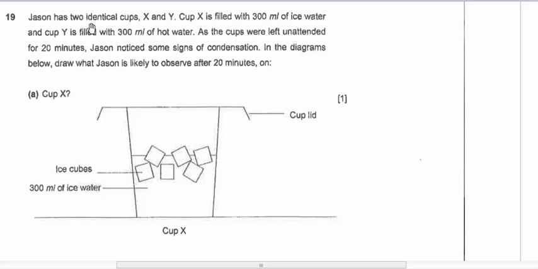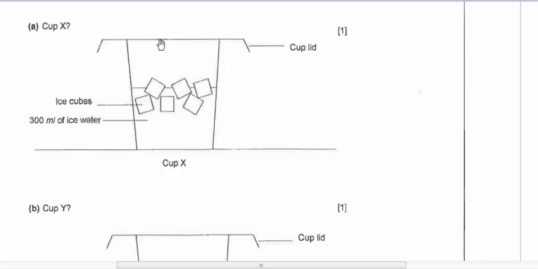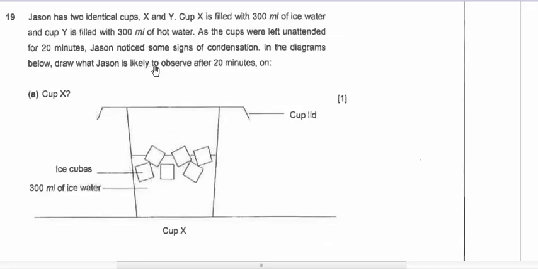Now, question 19. 2 identical cups filled with 300 ml of ice water. Y is filled with hot water. Left unattended. Notice some condensation. So you're supposed to draw what he will observe in 20 minutes.